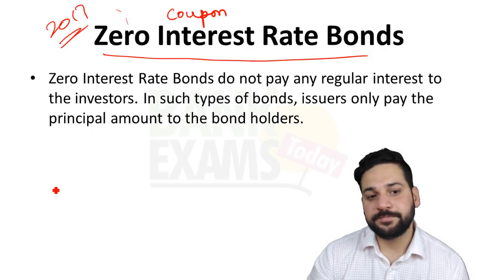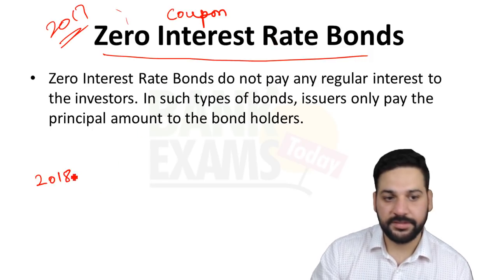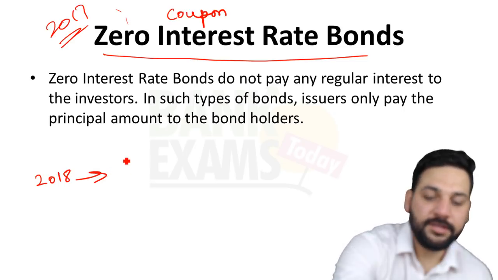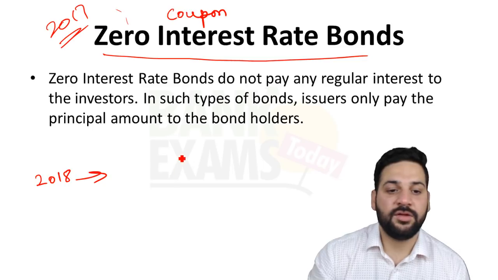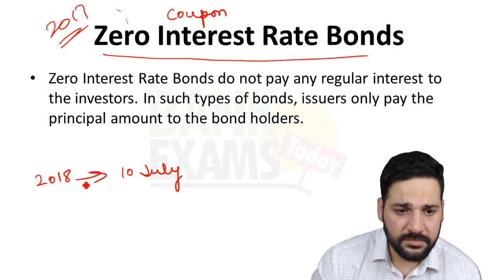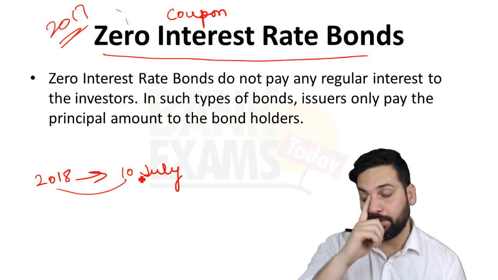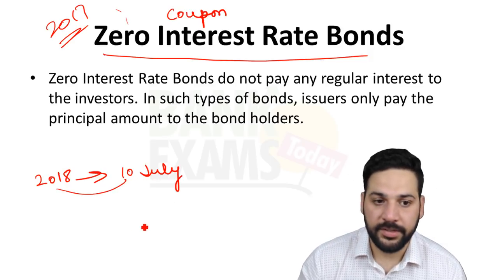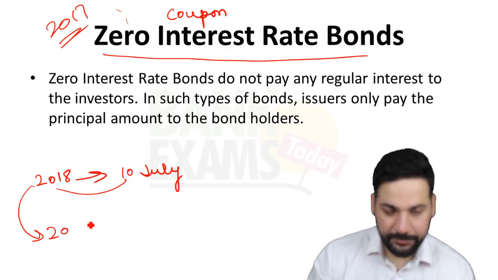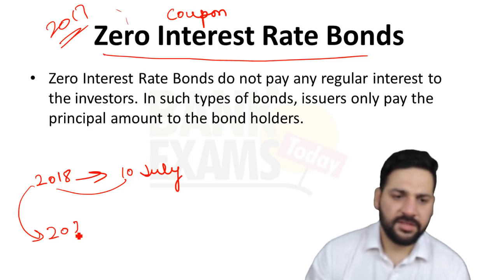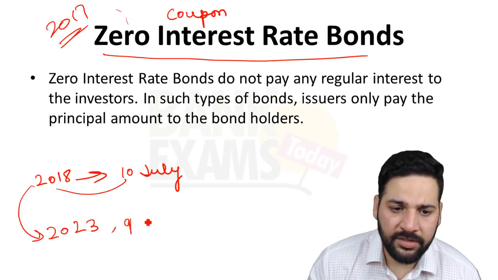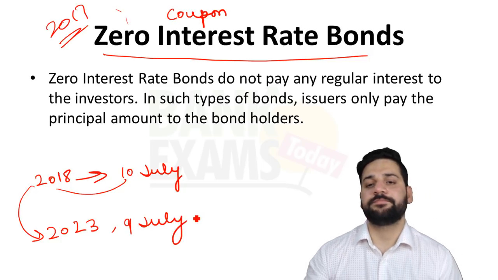For example, today is 9th of July 2018. Let's say on 10th of July 2018, I issued a zero coupon bond. It will mature after 5 years, on 9th of July 2023.